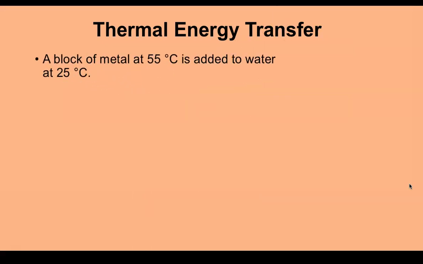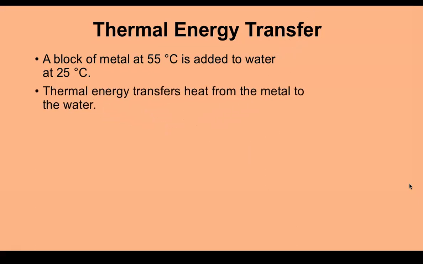So, looking at the idea of thermal energy transferring, we have a block of metal at 55 degrees added to water at 25 degrees. Thermal energy transfers from the metal to the water. What is the direction of heat flow? It's not up or down, it's not left or right, it's not zigzag. It is hot to cold. Heat always goes from hot to cold. So metal at 55, water at 25. Clearly the metal is higher temperature, so energy has to go from the hotter object to the colder object.